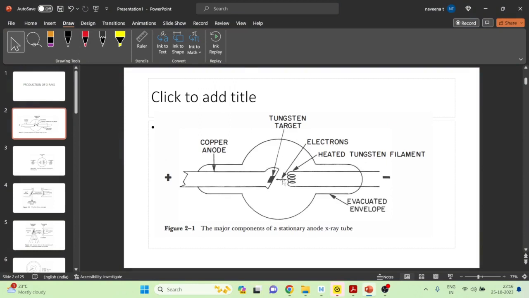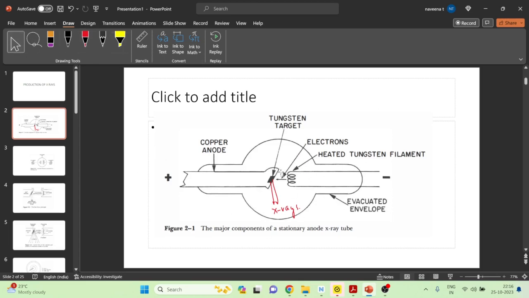Whenever fast moving electrons are generated from the cathode and hit the target, then from the target the X-rays are produced. Okay, now this is the diagram of the X-ray tube.